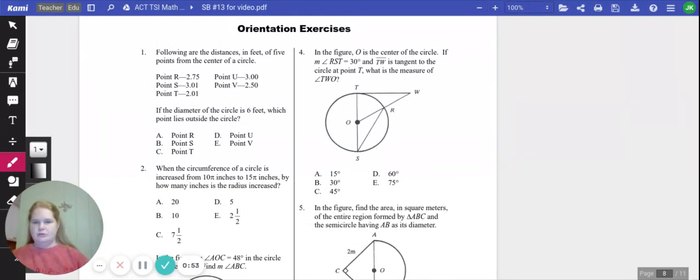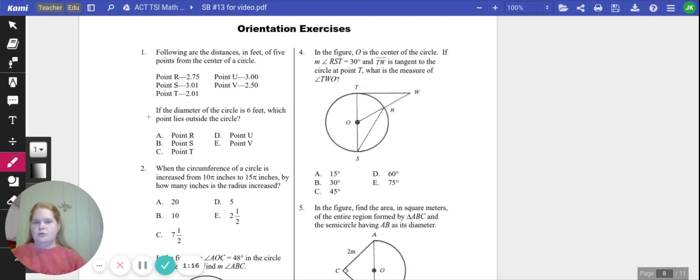So let's start here on the orientation exercises. Following are the distances in feet of 5 points from the center of a circle. So you got the center of your circle. You got your 5 points around on the side. They're all around there. If the diameter across the circle is 6 feet, what point lies outside the circle?